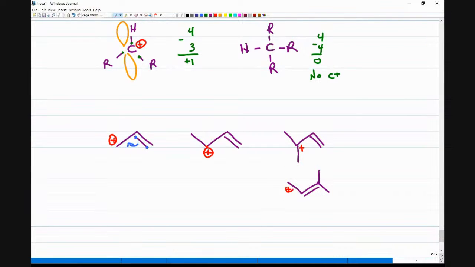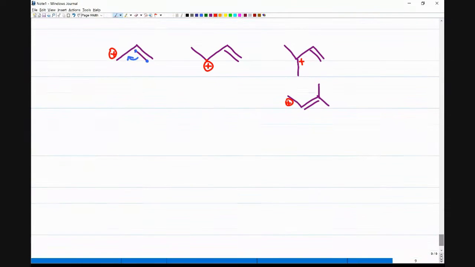And what is even more stable than an allylic carbocation? A benzylic carbocation, where you can actually resonate into a benzene ring. So for example, the most substituted carbocation that you can have is this one right here. It's tertiary, and it can resonate into the benzyl group. That is most substituted.